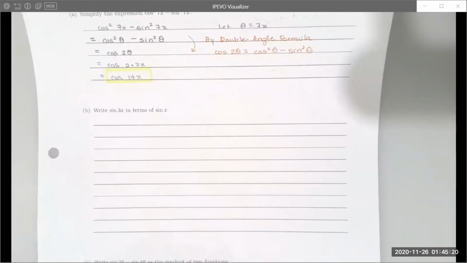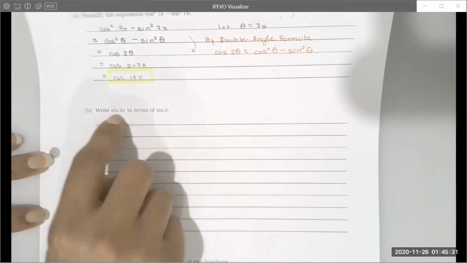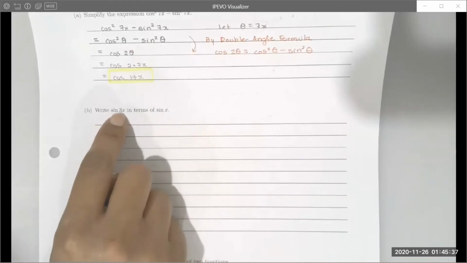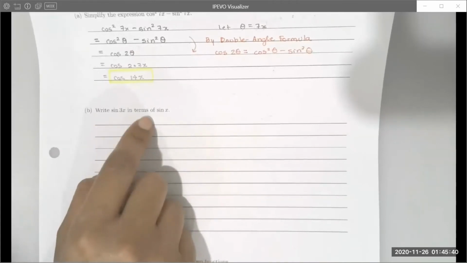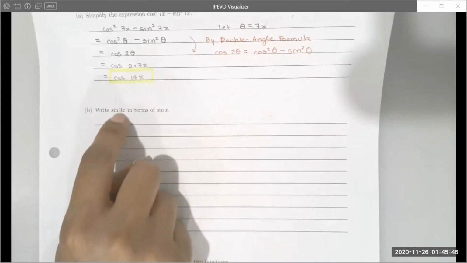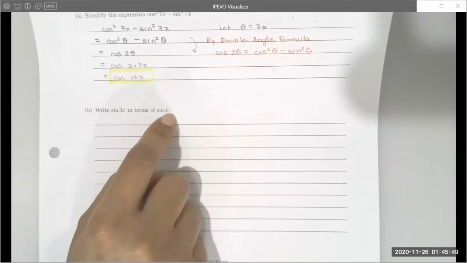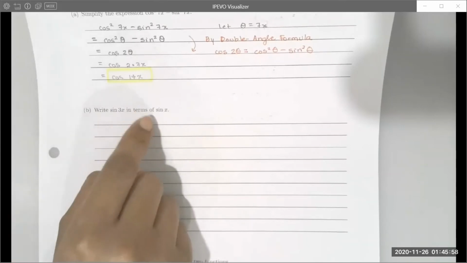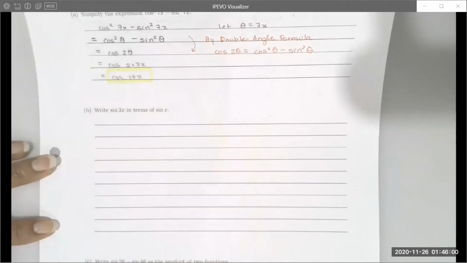Let's take a look at part B. For part B, they want us to write sine of 3x in terms of sine of x. And what that means is it's not that we have to show that sine of 3x equals sine of x, because that wouldn't be a true statement. It's rather that we need to show that sine of 3x can be an expression that involves only sine of x without the 3 attached to it. So maybe we could have a sine squared of x plus a sine of x, or a 4 times sine of x, or something of that sort, but not the 3 in front of the x.